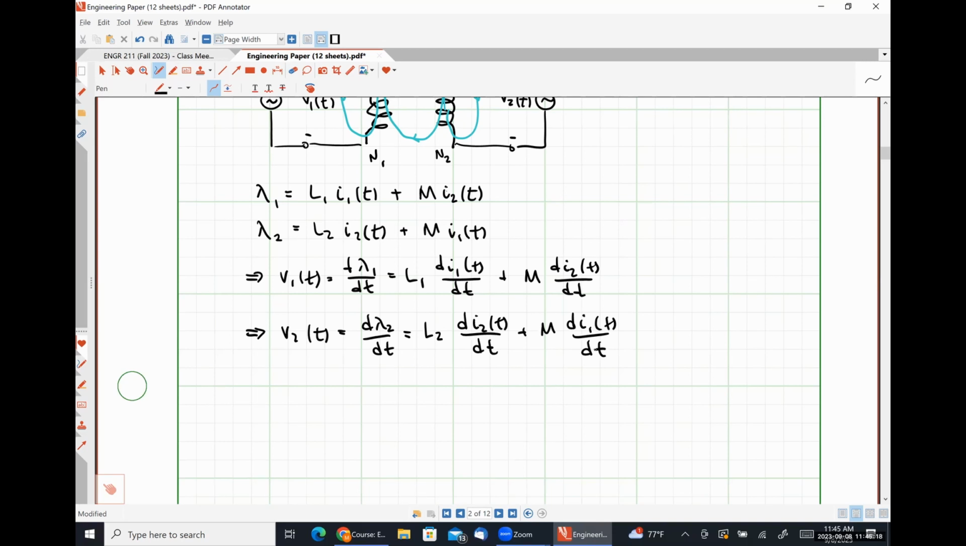So the next thing that I am going to talk about is going to be the dot convention. This much detail is cumbersome.